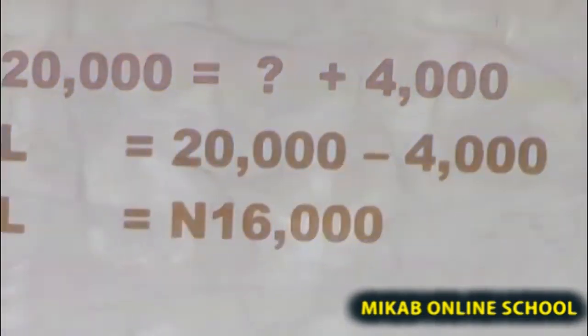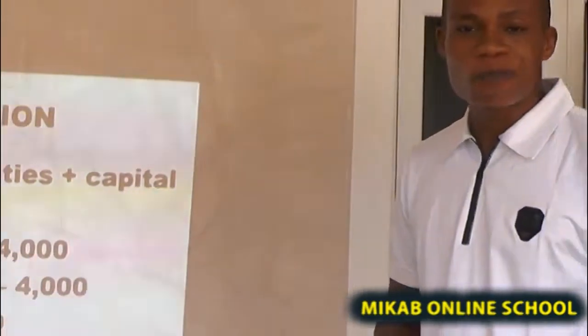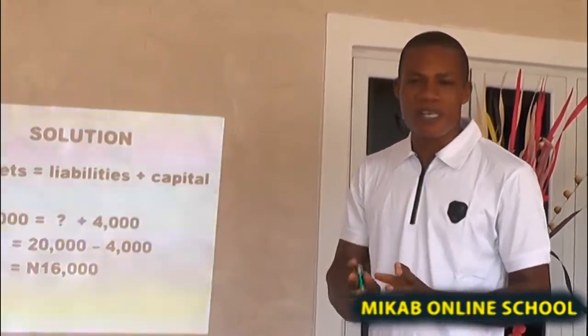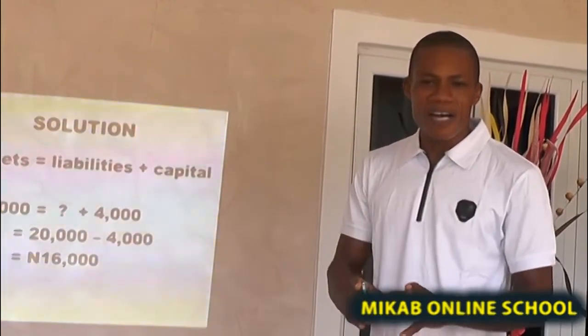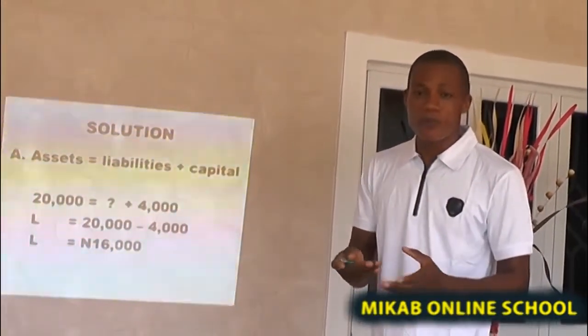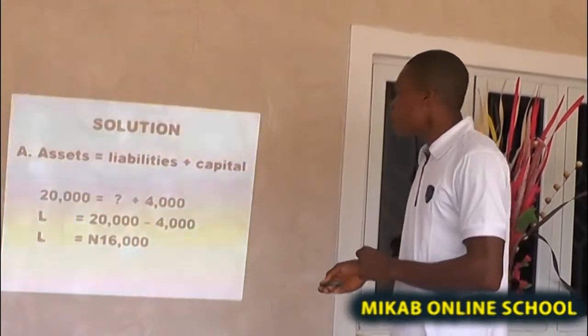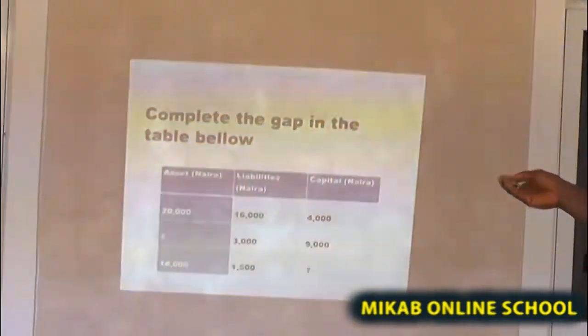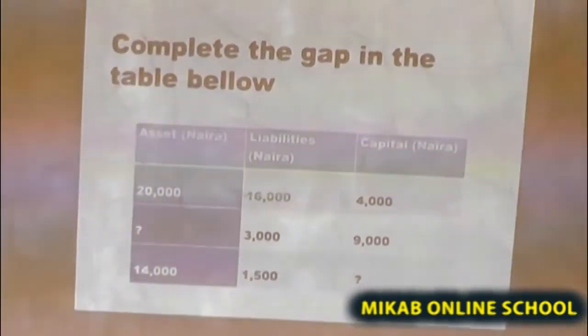Don't forget that we are discussing accounting. Whatever final answer you are going to have should be in a currency, either in naira or in dollars or in cedis, as the question will be presented to you. Let's take a look at the table again. The first one has been filled, that is why it's showing you green.